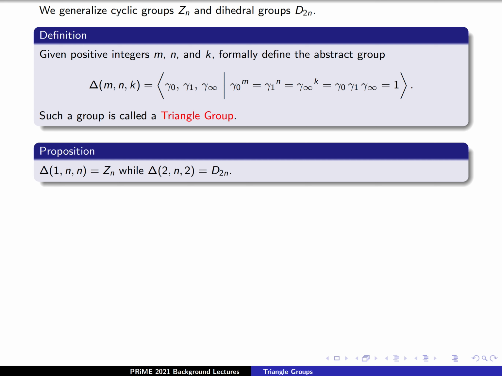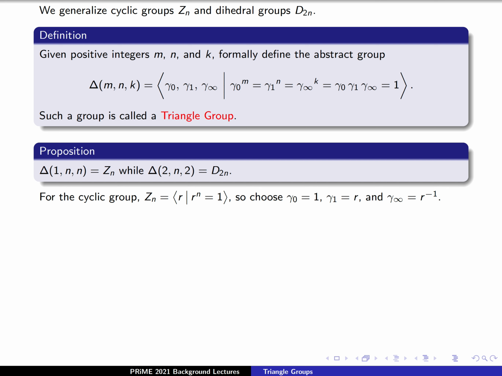Here are a couple of examples. When m is 1 and k equals n, we find the triangle group is just Z n, the cyclic group of order n. On the other hand, when m and k are both equal to 2, we find the triangle group D sub 2n, namely the dihedral group of order 2n.